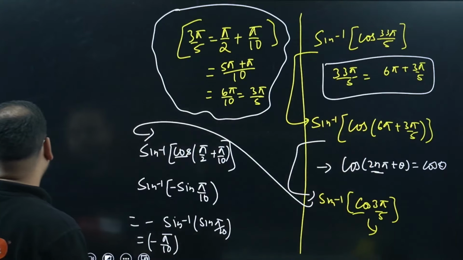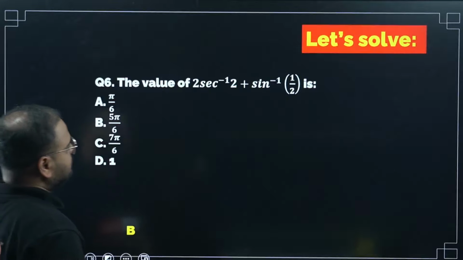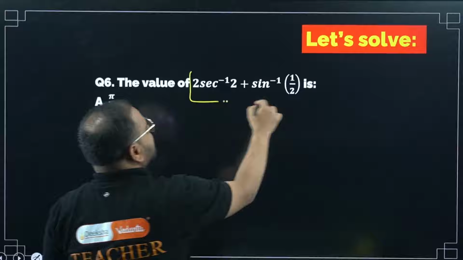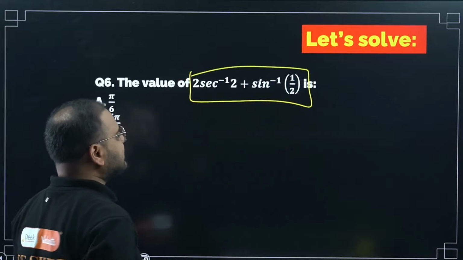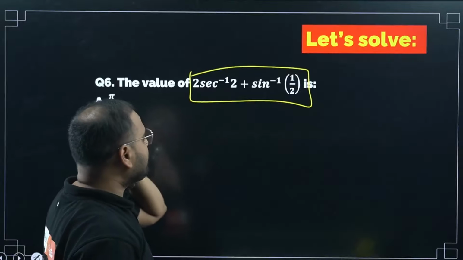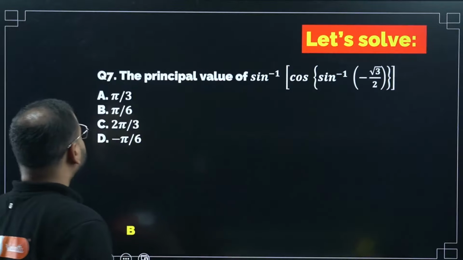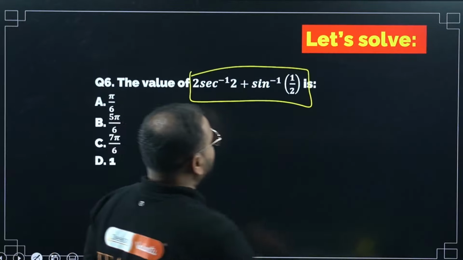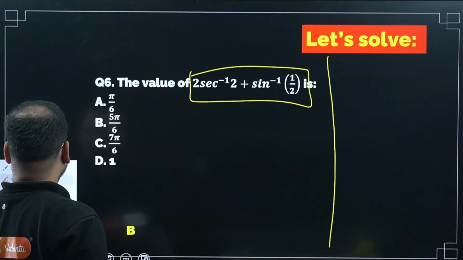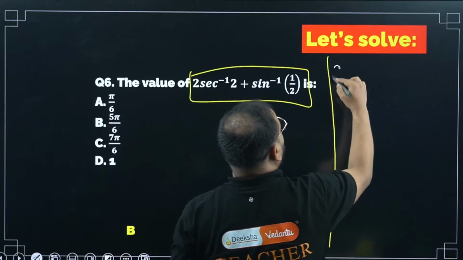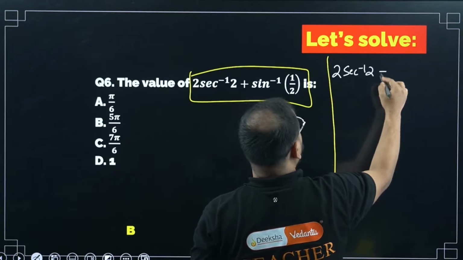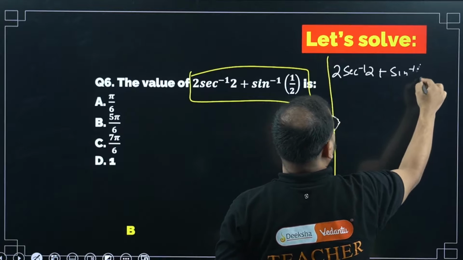Okay, let's move on to the next problem. Now we have to find the value of this given expression, again an inverse trigonometric expression. Let's try it out. How can we solve it? We'll solve it here only. Let me write the question for you first. What is the question? 2 times sec inverse of 2 plus sine inverse of 1 by 2.